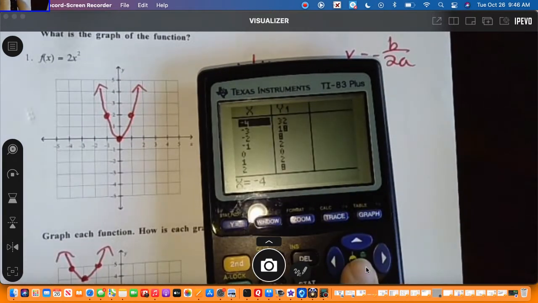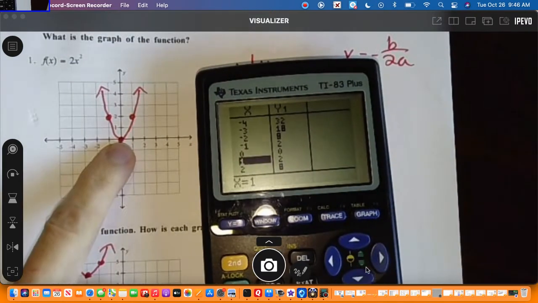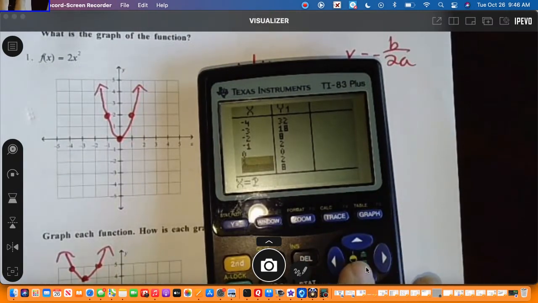Second graph. We already know the vertex was at 0, 0 because I didn't move it left, right, up, or down.